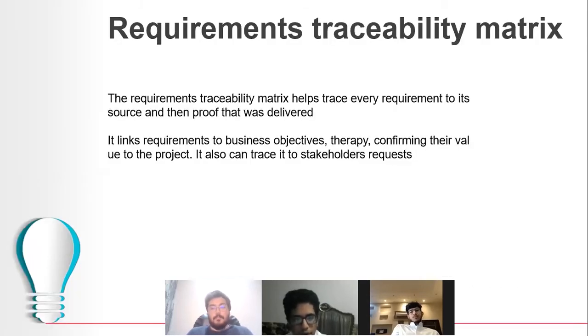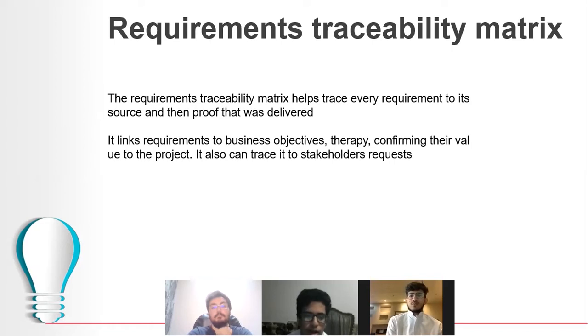Requirement traceability matrix. The requirements traceability matrix helps trace every requirement to its source and then prove that it was delivered. It ties requirements to business objectives, confirming their value to the project. It also can trace to stakeholders' requests. The main reason for the requirements traceability matrix is to identify where this requirement is in our plan, who asked for it, why, which is the reason, and which benefits we can get, so we can have the full picture about the requirements.